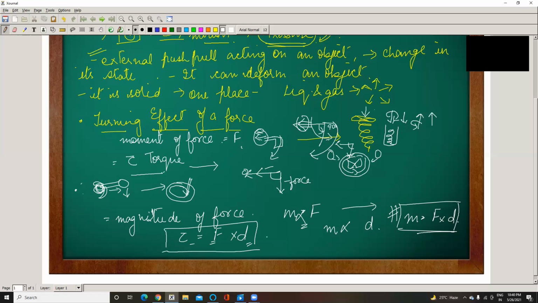This is the formula you will use for your numericals also, the torque. So what are clockwise and anti-clockwise moments? If a force produces clockwise rotation in an object, the moment of the force is said to be clockwise. I was giving you the example of opening a nut. If you are opening it, the force will be in a clockwise direction. If you are closing it, the force is in an anti-clockwise direction.